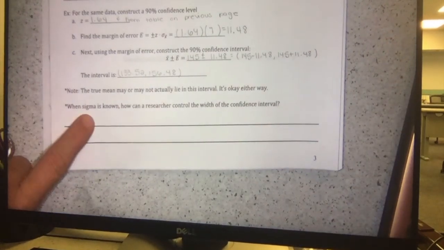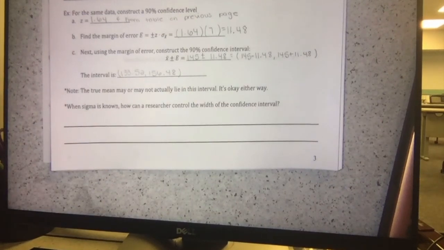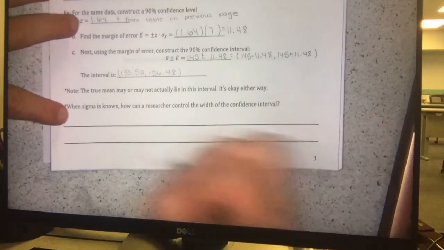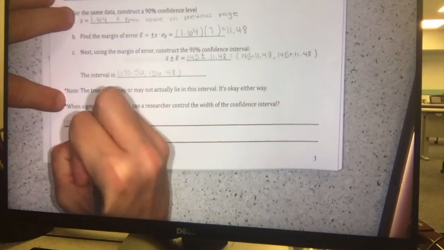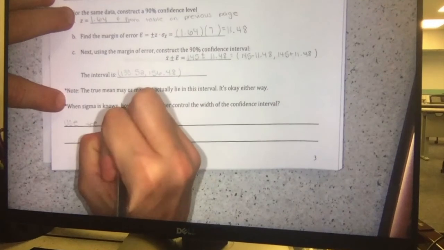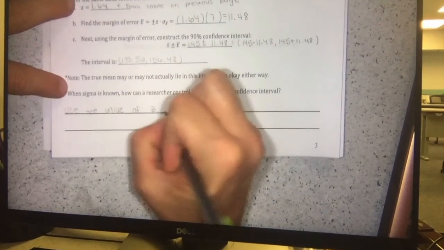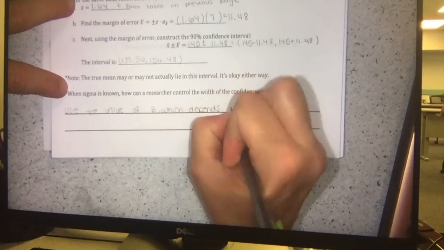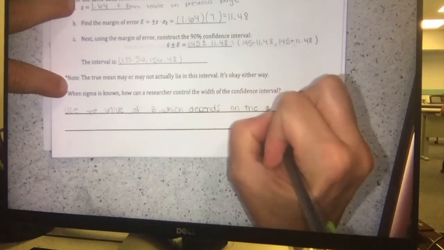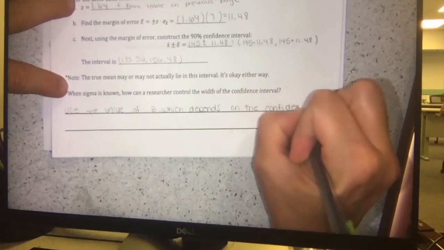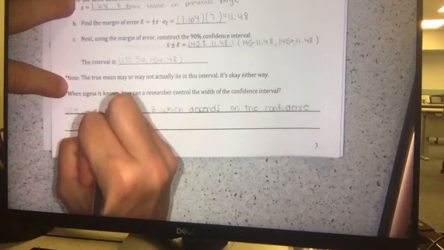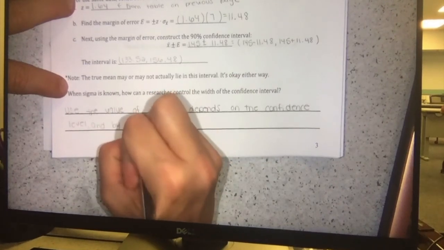But when sigma is known, how can a researcher control the width of this confidence interval? How can we control how wide and how spaced out it is? So we could use the value of z, which depends on the confidence level, and by using the sample size.